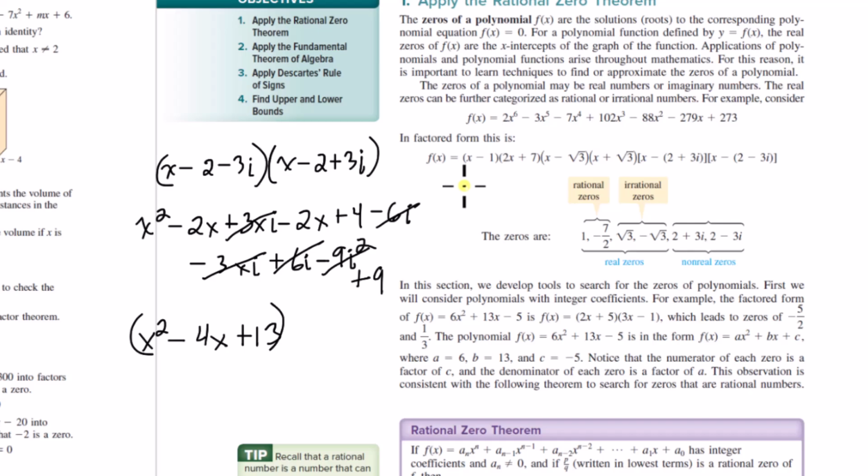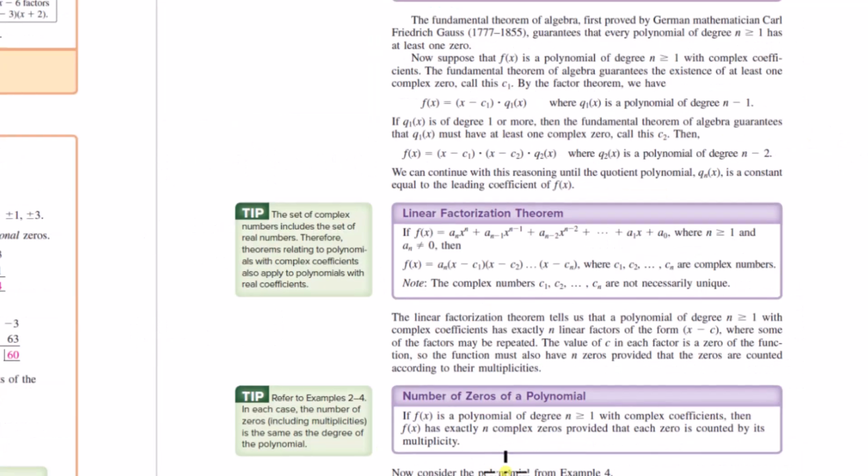This is going to show, if you plotted this polynomial, it's going to have these x-intercepts: 1, minus 7/2, root 3, minus root 3, and those will be the only x-intercepts. So from that perspective, it seems to only have 4 zeros, but we know the other 2 zeros are complex or imaginary.